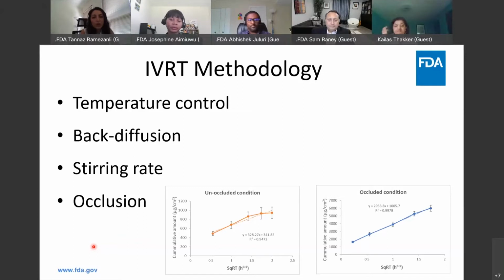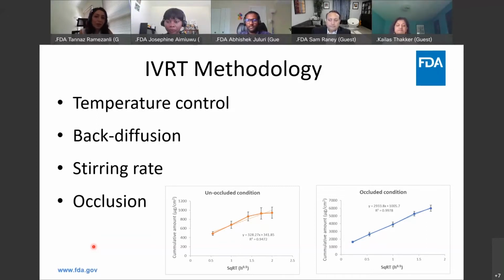And here we are showing an example of the release profile of a topical gel under unoccluded condition in the orange graph and under occluded condition in the blue graph. And you can see we don't have good linearity when it was unoccluded, and we get a plateau in the release rate starting at the third time point, because probably the formulation is dry. Also, the release amount is significantly different compared to the occluded condition. So I just wanted to note the importance of occlusion for the IVRT study.